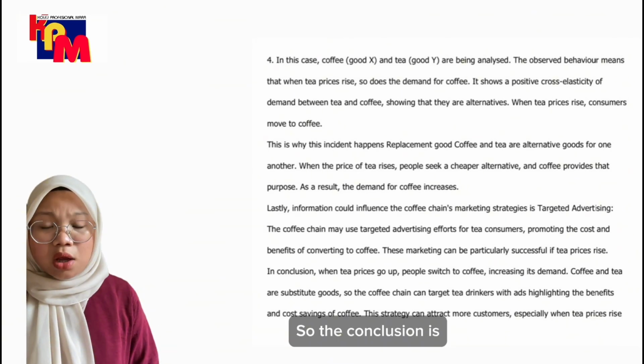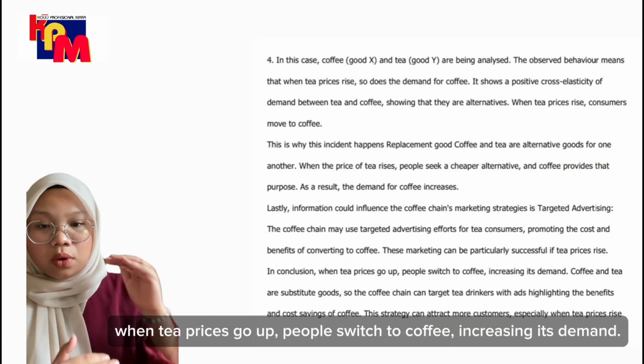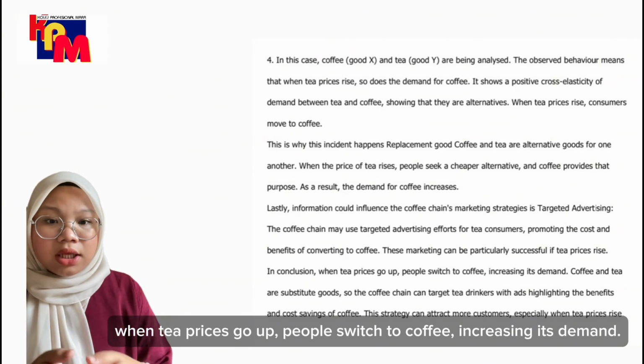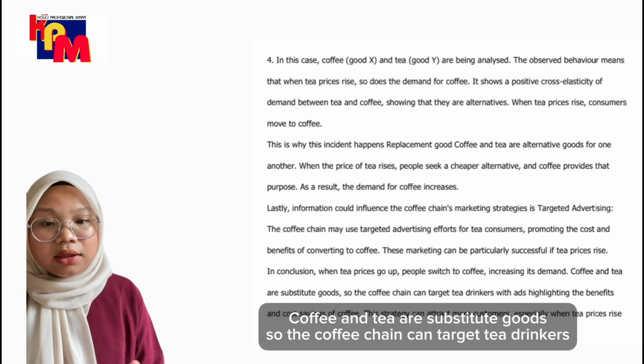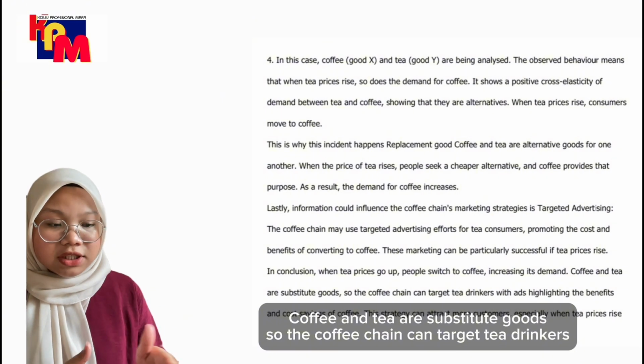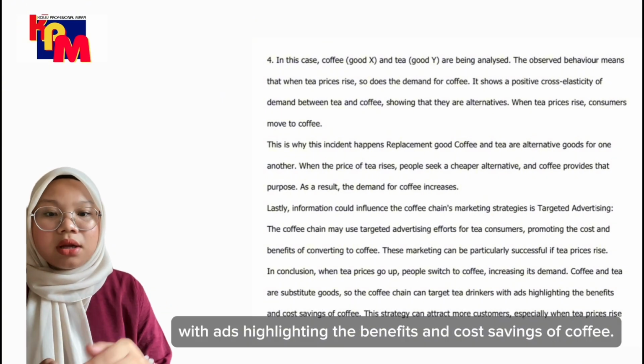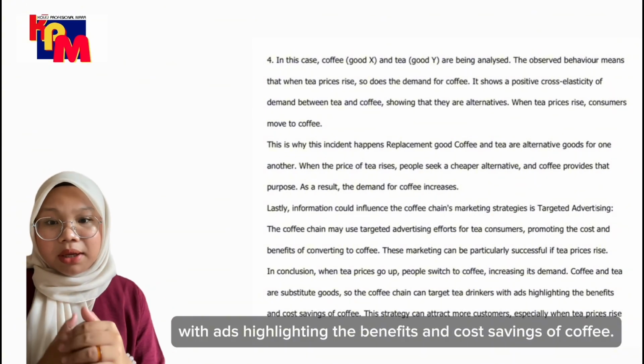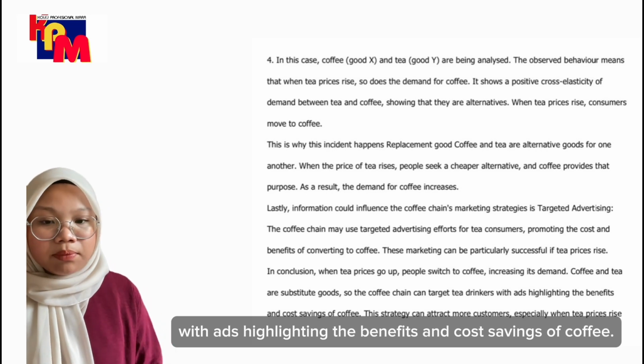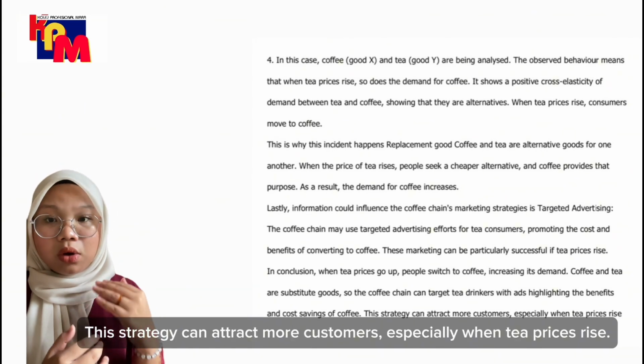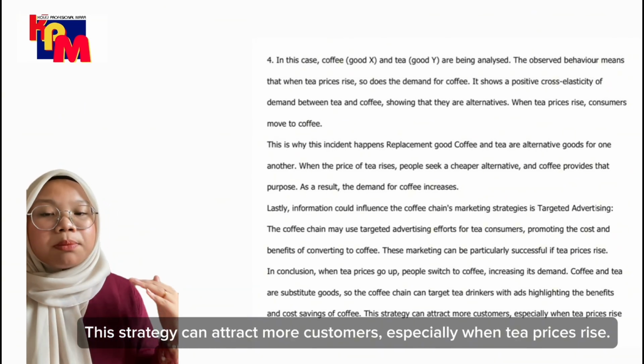In conclusion, when tea prices go up, people switch to coffee, increasing its demand. Coffee and tea are substitute goods, so the coffee chain can target tea drinkers with ads highlighting the benefits and cost saving of coffee. This strategy can attract more customers, especially when tea prices go up.